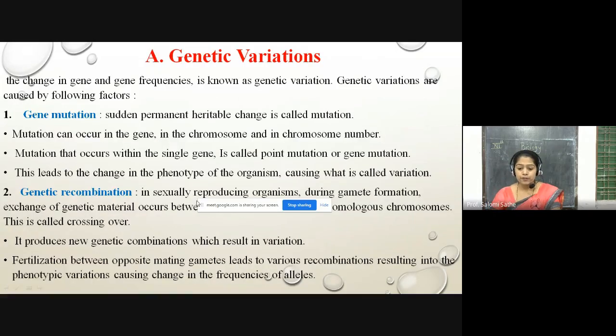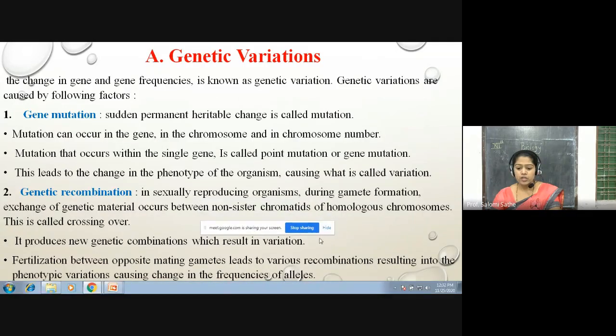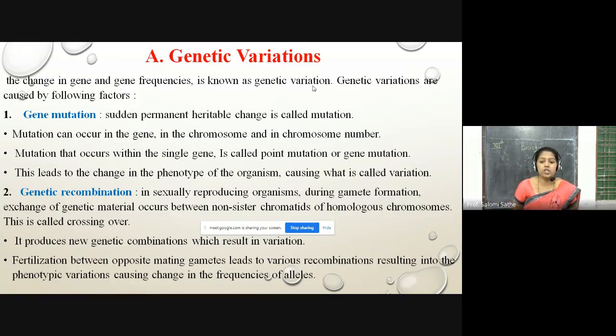Now, the first one is genetic variation. The change in gene and gene frequency is known as genetic variation. What is genetic variation? The change in gene and gene frequency. If there is any change in genes and gene frequency, what is it called? Genetic variation. Genetic variations are caused by the following factors. Here are some factors which cause genetic variation.